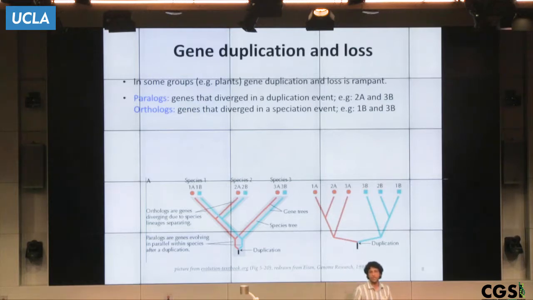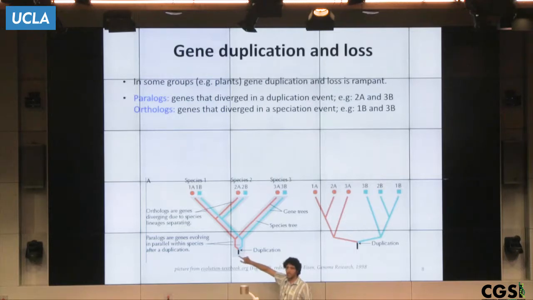First one, duplication and loss. For a lot of species like plants, you have rampant duplication and loss of genes. When a gene gets duplicated, the two copies are called paralogs. And when two genes in two different species are related to each other through just speciation events, they're called orthologs.